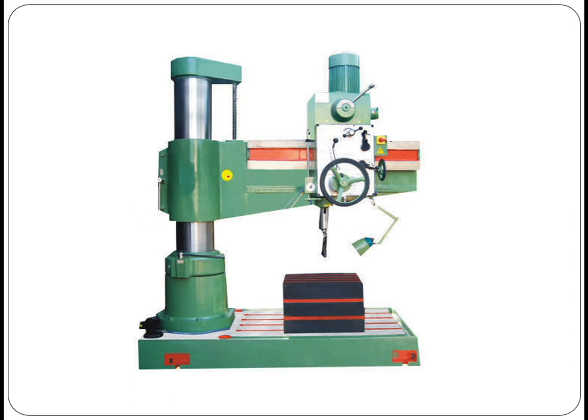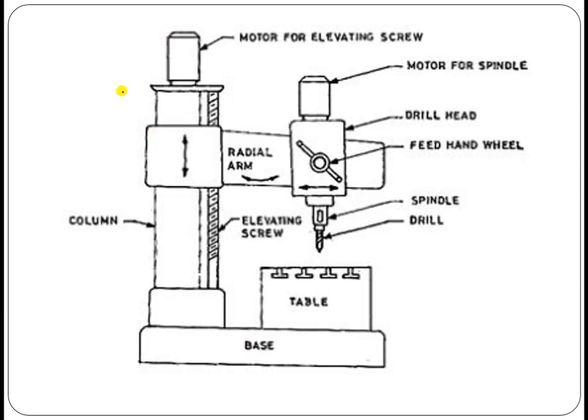It is a picture. Instead of going to this particular picture, I'm showing you a 2D sketch, or a block diagram, of the radial drilling machine. Now, what are the various components of it?